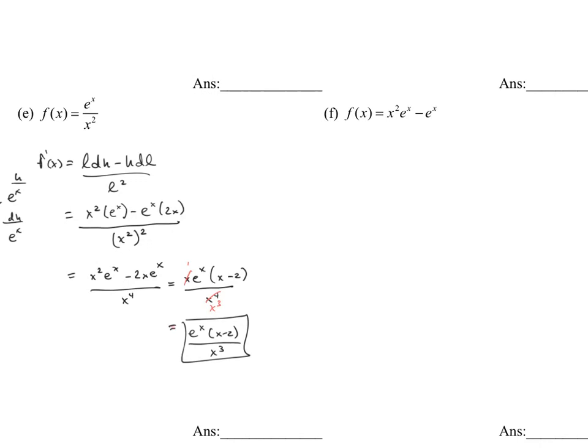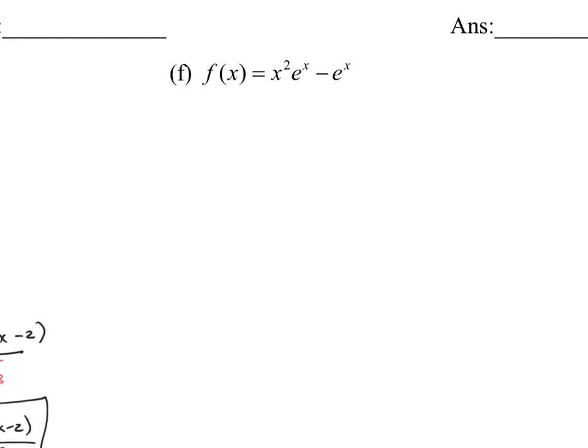Let's go on and look at the next one. How about f here? Great problem here. X squared times e to the x minus e to the x. I could see multiple ways of doing this problem. I don't know how you do it. I mean, for instance, I see that you could factor out an e to the x. So this would be x squared minus 1 e to the x. So there's my function right there.